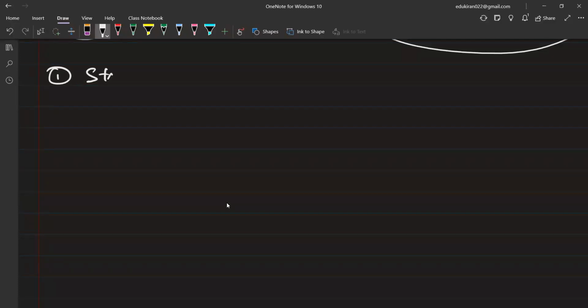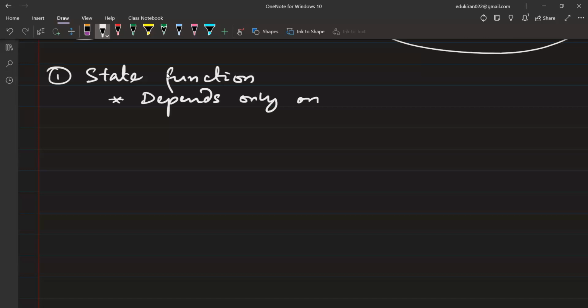One is the state function. What are state functions? Properties that depend only on the initial and final state of the system.